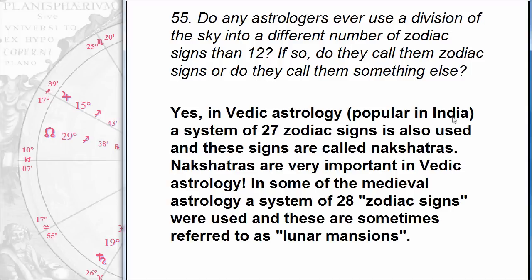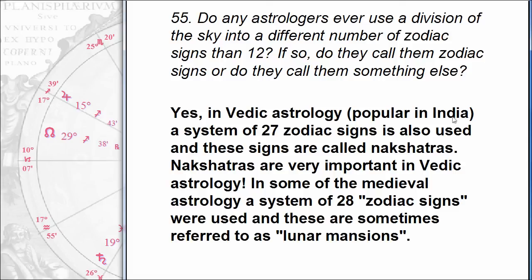Yes, in Vedic astrology, which is popular throughout India and sometimes used in other places as well, it's a very popular zodiac, has 27 signs. And they don't call it a zodiac, they call them nakshatras, but it's a zodiac. I mean, it's the same idea. You divide the circle into 27 pieces instead of 12, and each of these 27 pieces of the sky have different meaning. And nakshatras are very important in Vedic astrology. They're not some subtle esoteric thing. They're fundamental, very, very important.